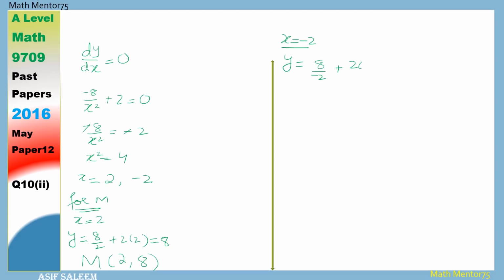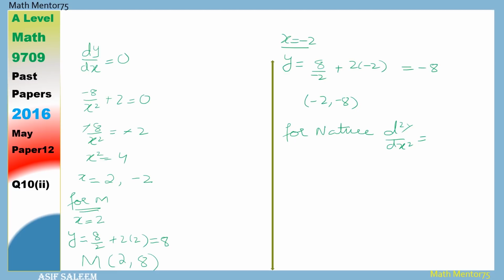2 times of minus 2 minus 4 minus 4, this is minus 8. So the other point is minus 2, minus 8, which is point m. And we have to find its nature. To find the nature, we substitute this value in the second derivative. In the second derivative, we are going to replace the x coordinate.